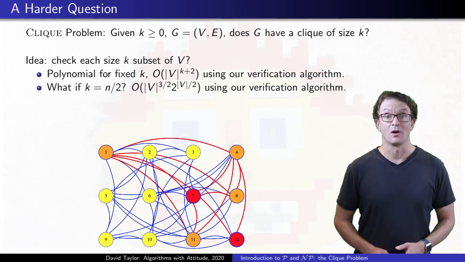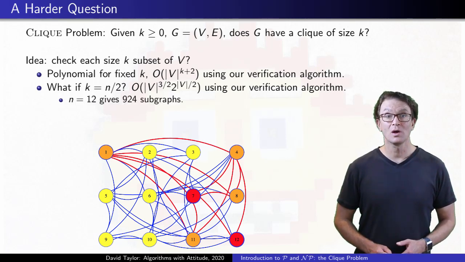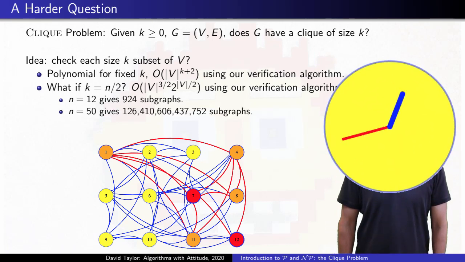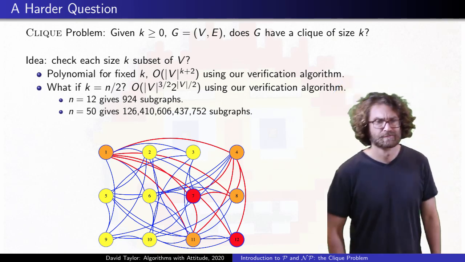That's not a problem for our tiny graph here, but if you want to check all size 25 subsets in a small graph with 50 vertices, there are a lot of possible subsets. You're not going to want to wait for it. Hold on.